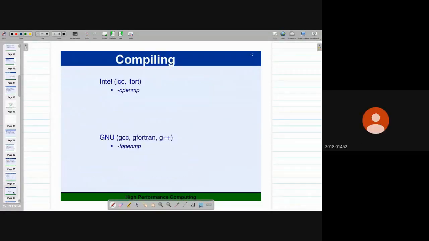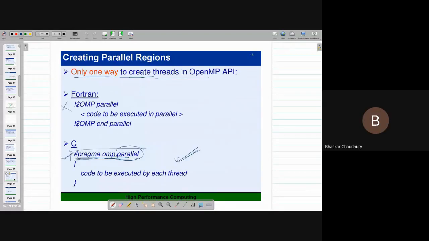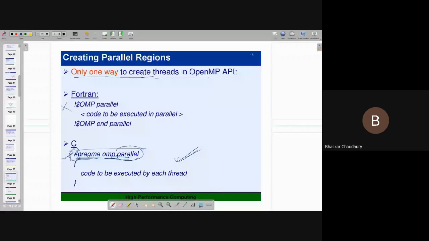Sir, what does pragma mean here? Yes, I'm coming there actually. What is pragma, and what is this parallel? We'll go there gradually.